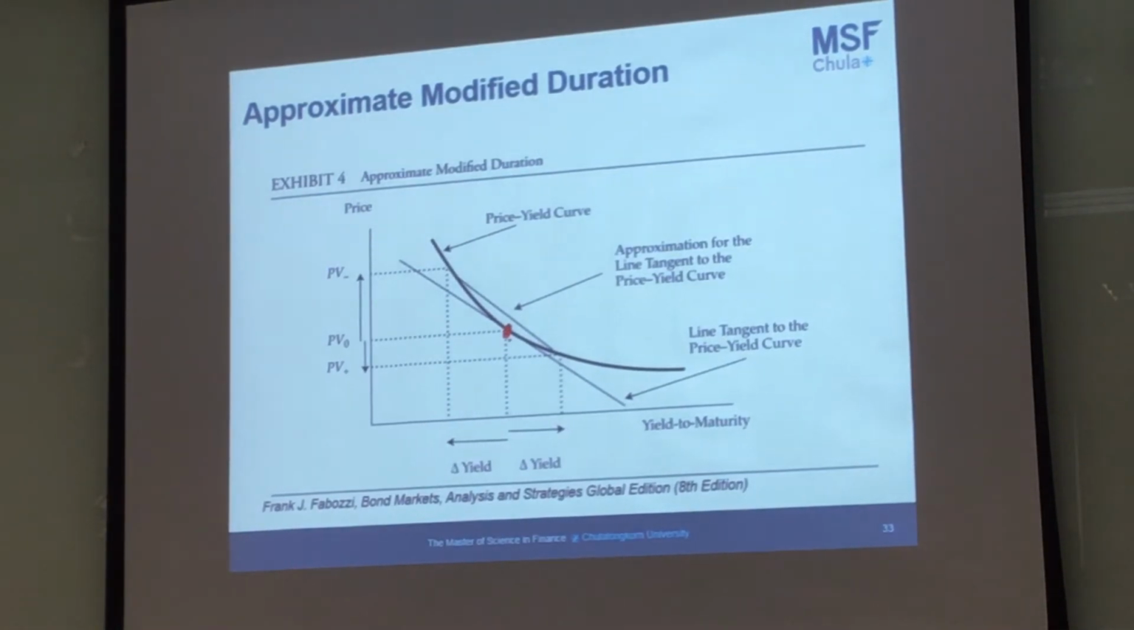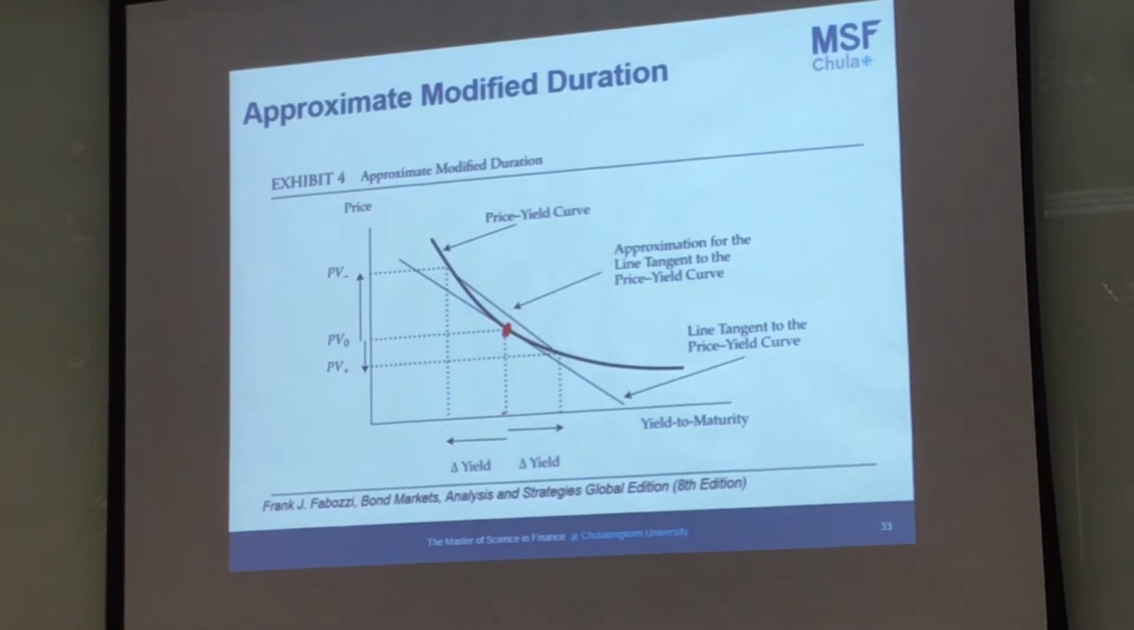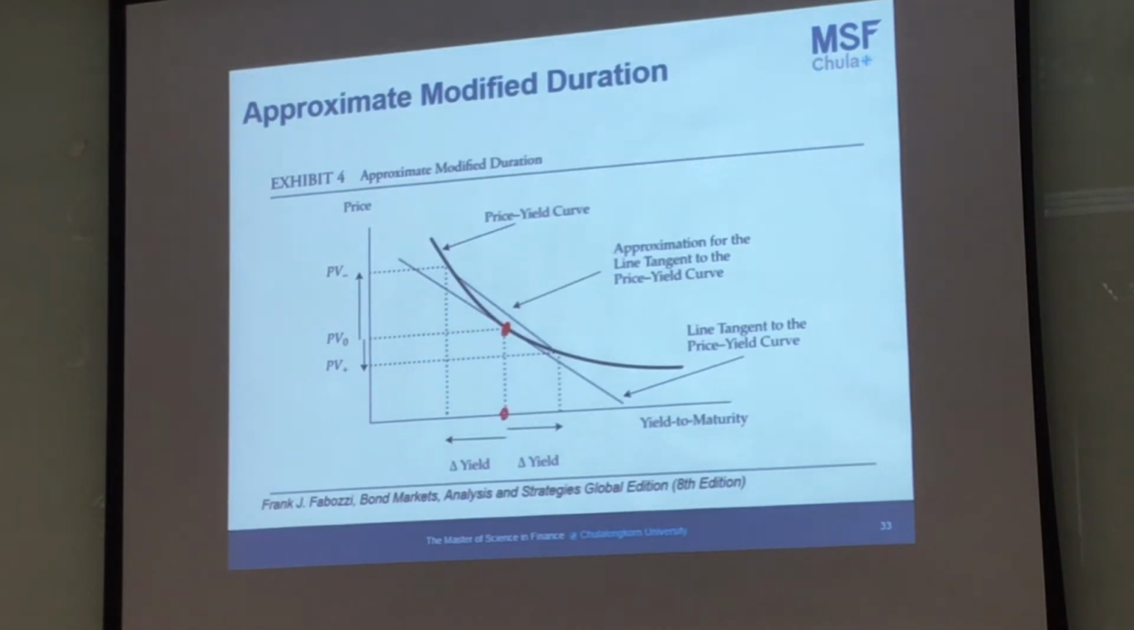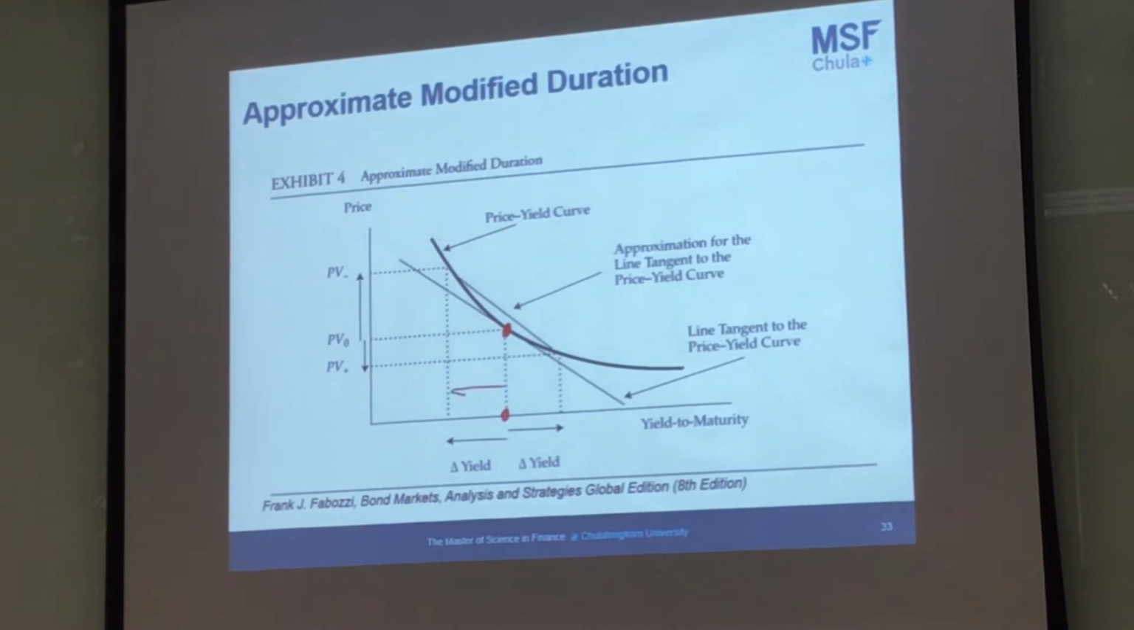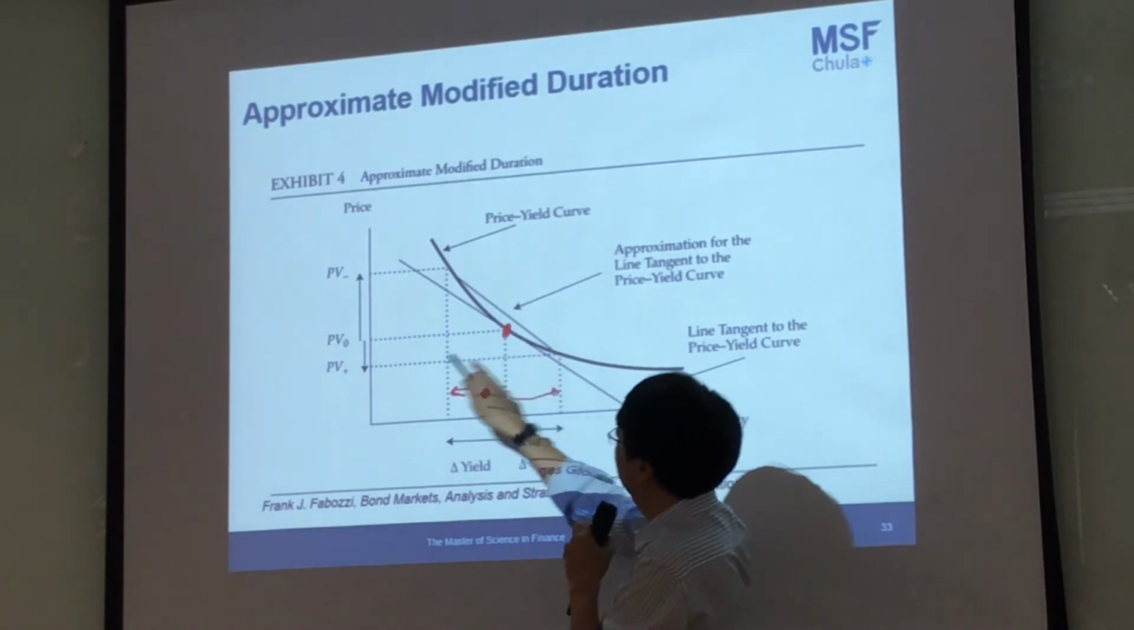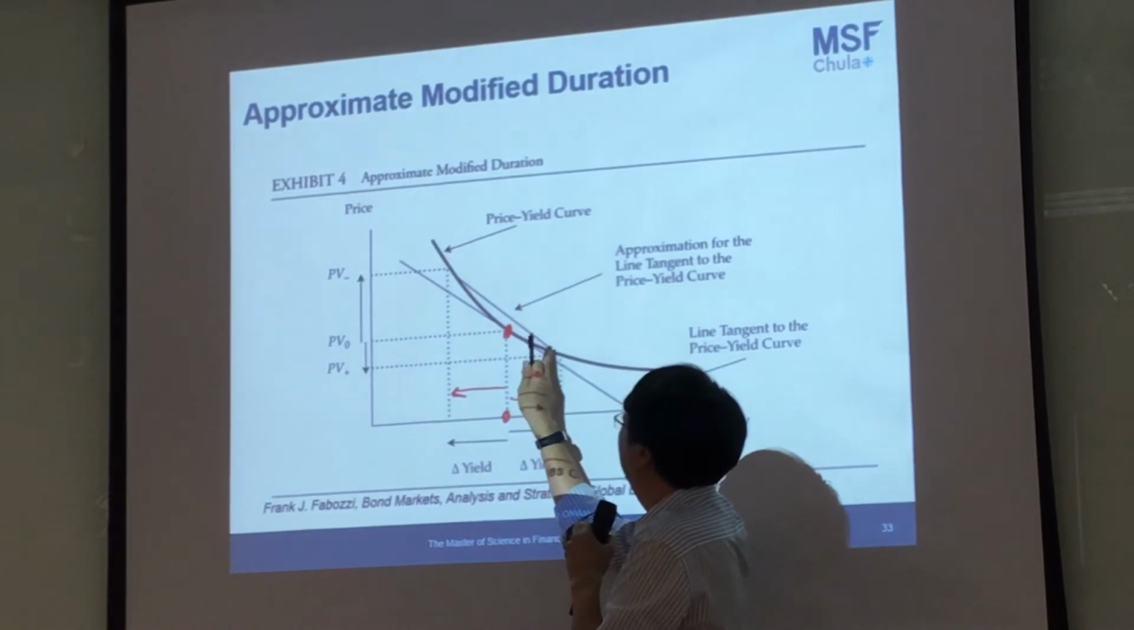The current yield is here, right? And then we assume that the yield will decrease to this. Re-estimate the bond price, and you get PV minus, the bond price increases to PV minus. And then re-estimate the bond again if the yield increases to this, to get PV plus here.